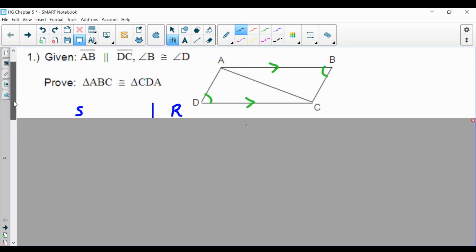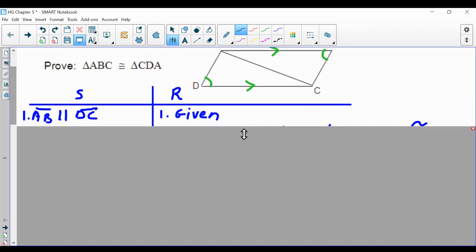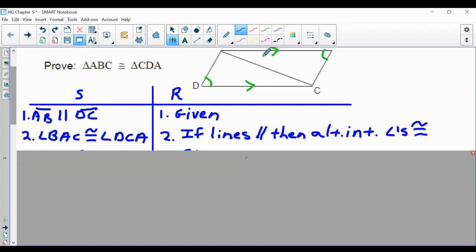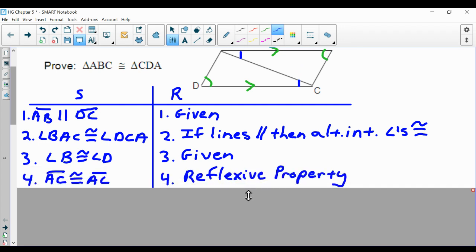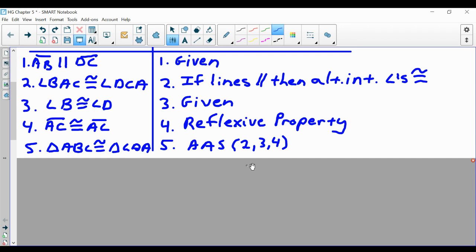So I'm thinking we're going to prove this by angle, side. But let's take a look. So given, and then here's our alternate interior angles. So here, if we're marking up our diagram as we go, it's that guy and that guy. Okay. And then the other angle is given, and then reflexive property. So this guy, and then finally angle, side of the two triangles we wanted to prove.